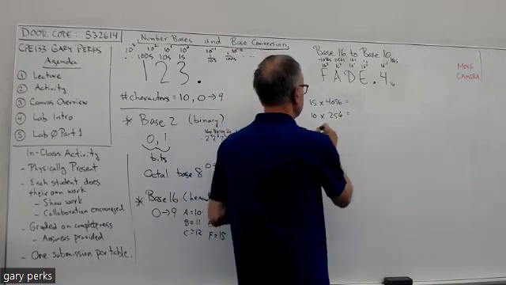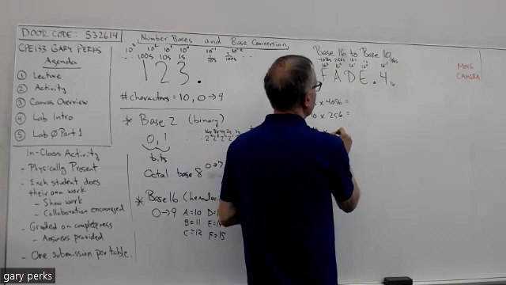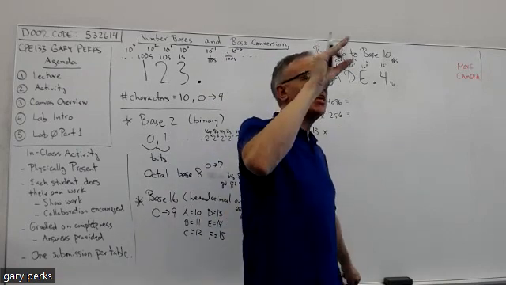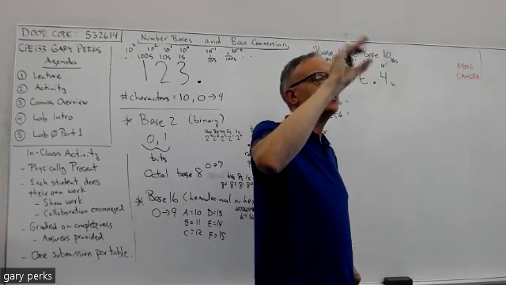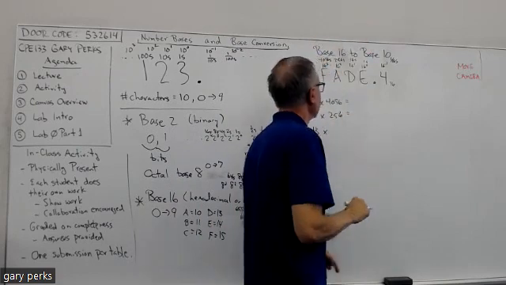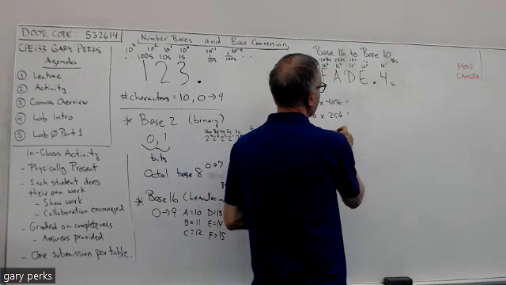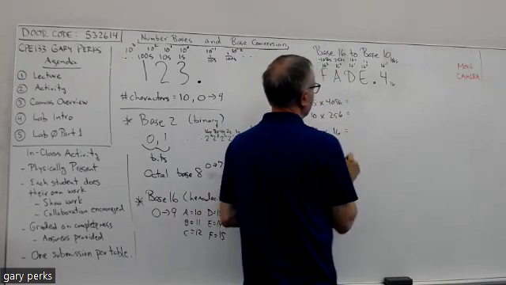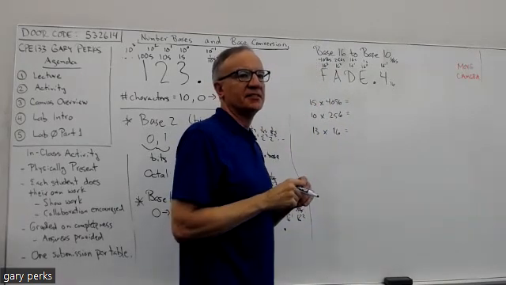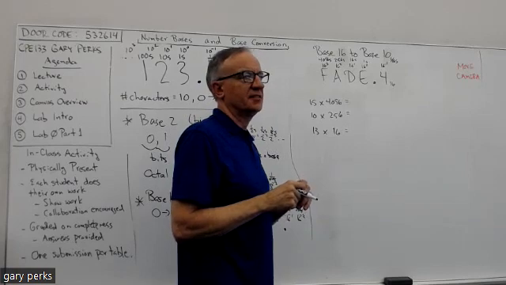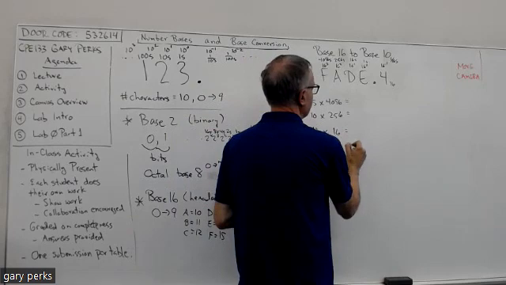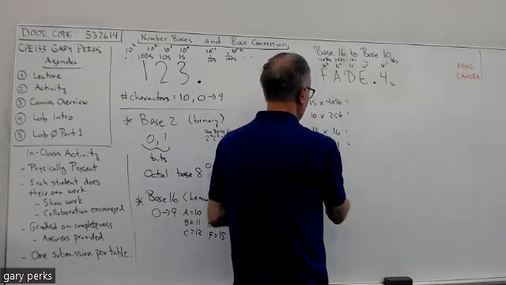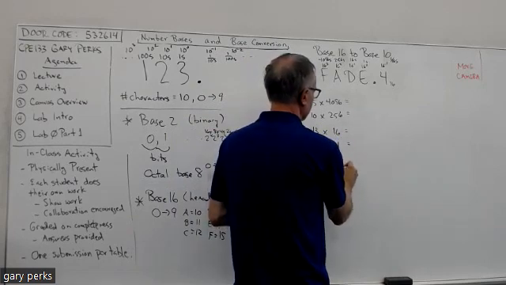D is 13. See, what I do is I always remember A is 10, and then I just go up from that, right? A is 10, B is 11, C is 12, so D is 13. So we take 13 times 16. Okay, and then what's E? 14. 14 times 1. And then we got 4 times the 16th.